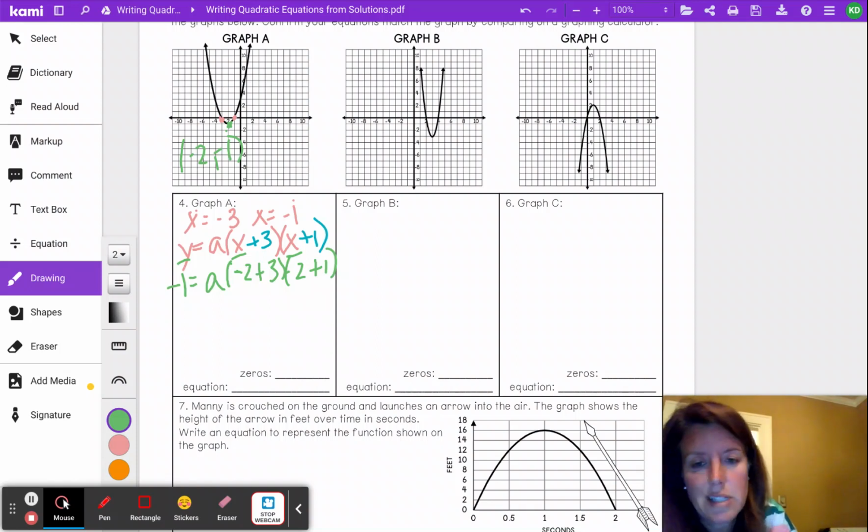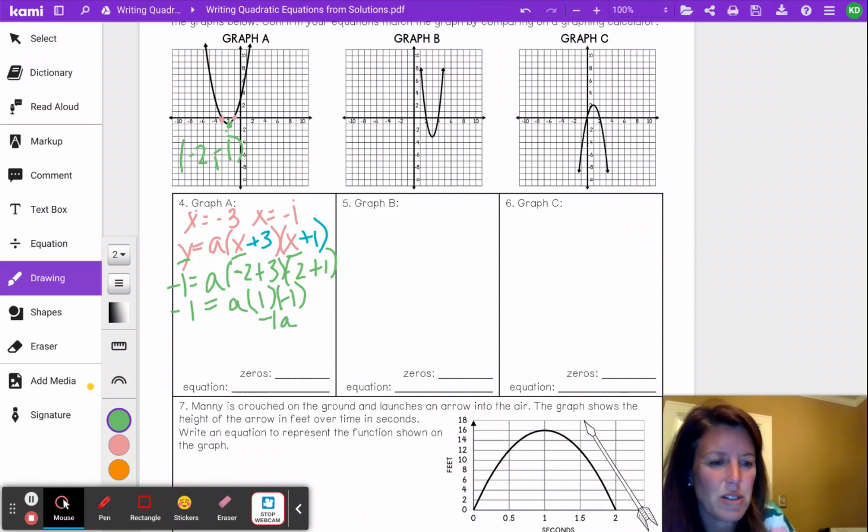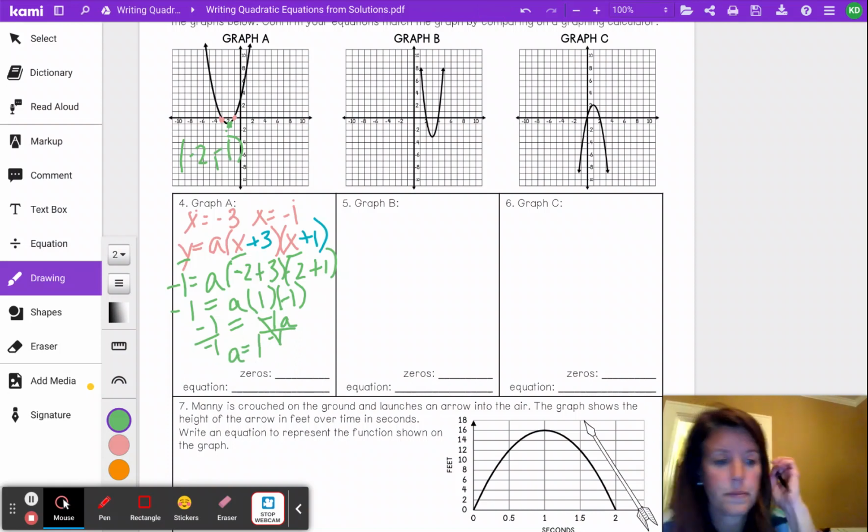So here's the easy part now. Negative 2 plus 3, that is 1. Negative 2 plus 1, that is negative 1. It's times a, and that equals negative 1. See, 1 times negative 1, that is negative 1a. I'm going to write a over here because it always looks better with the variable on the right side. Negative 1a equals negative 1. And then we're just solving for a, so we're going to divide both sides by negative 1. So a equals 1.